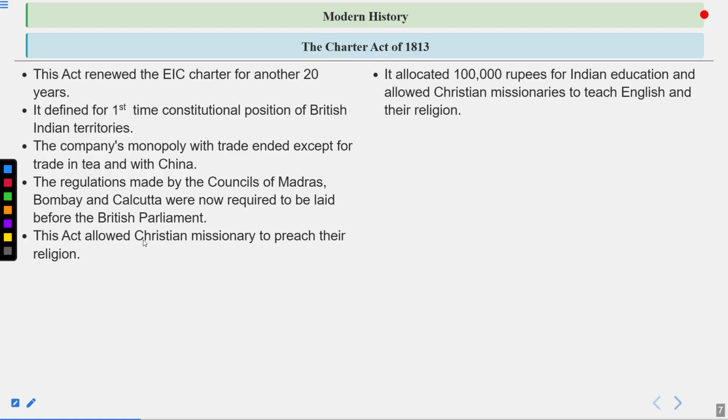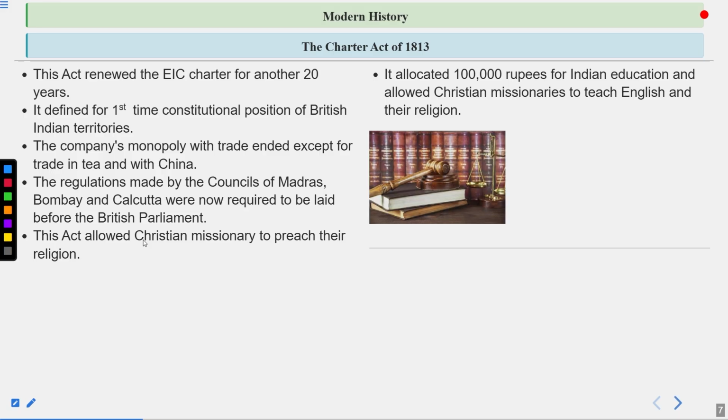It allocated 1 lakh rupees for Indian education and allowed Christian missionaries to teach English and their religion. So this is another very important thing, that 1 lakh rupees were put aside for the education provided to the Indians, so that modern education could be given to the Indians of our country. And also the Christian missionaries were made responsible to teach English as well as their religion. So this was an important act of 1813, and again, for 20 years the power of the East India Company was extended till 1833.